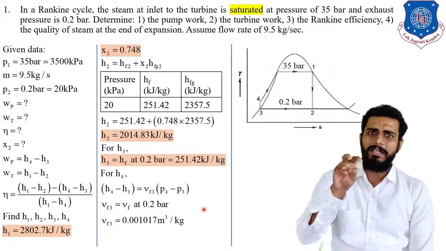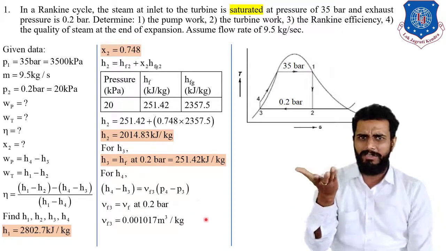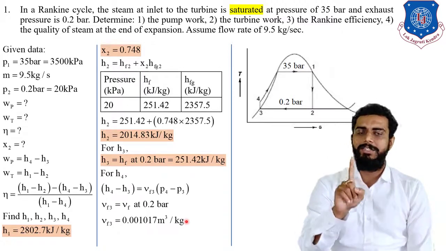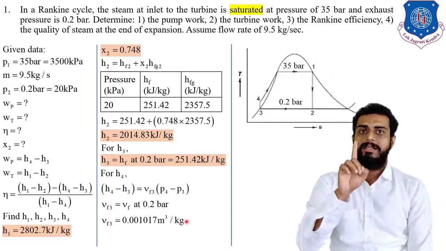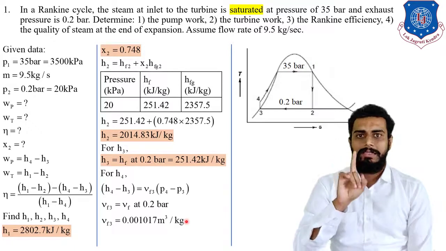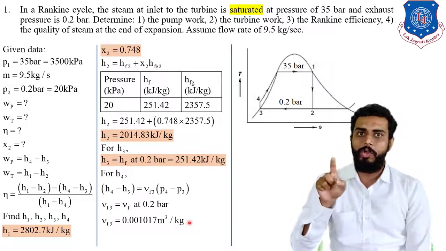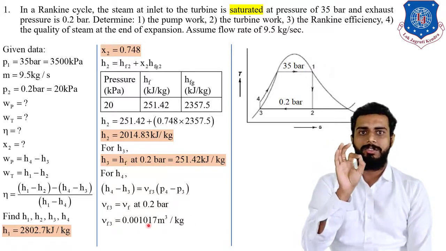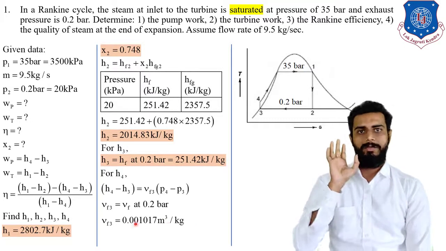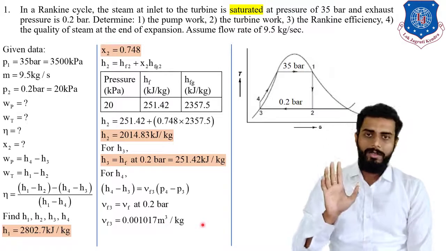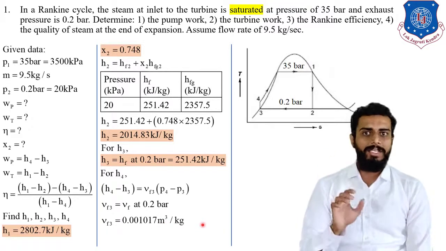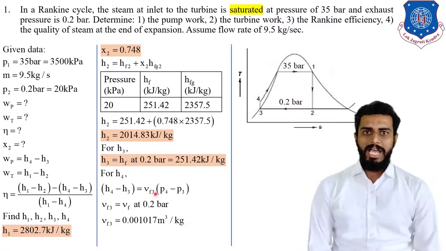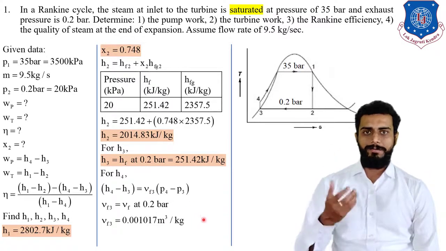So what is the meaning of this? Simple, students. If you take 1 kg of water at 0.2 bar, then that water will occupy 0.001017 meter cube of volume. Okay, clear? That is VF3. We have the value of VF3. Substitute it in the above equation, so now for finding out H4, substitute the values.